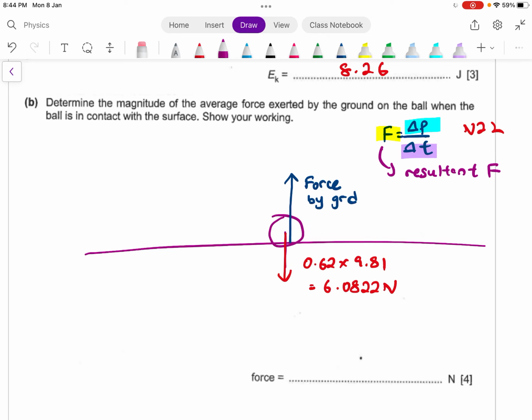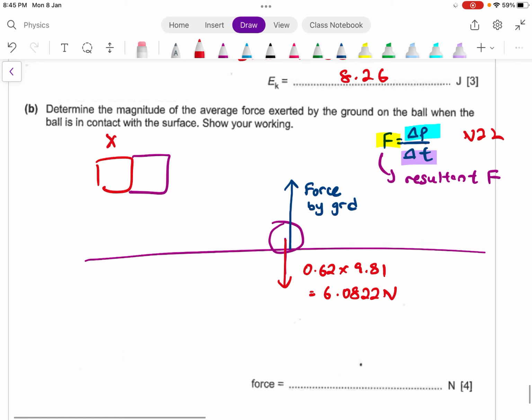It's because it's a horizontal collision. So for example, when I talk about horizontal, I don't draw the ground. I talk about horizontal collision, where this is X, this is Y. So this will be the so-called resultant force.